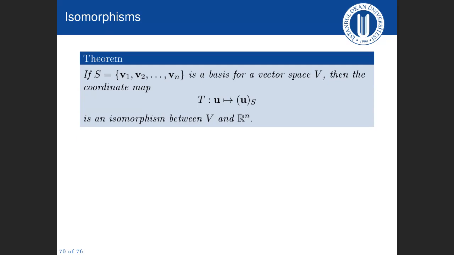Another theorem. Let's suppose that S is a basis for a vector space V. Then the coordinate map, that's the map which takes any vector u in our vector space V and gives us the coordinate vector of u with respect to S, is an isomorphism between V and Rn.